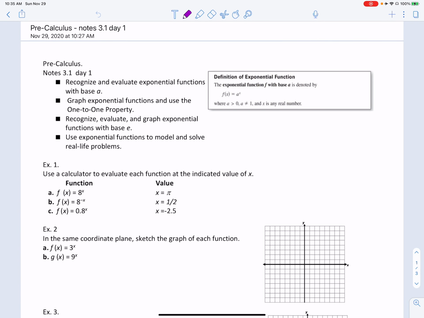Precalculus 3.1, Day 1. We're going to be graphing and evaluating exponential functions and using the one-to-one property to evaluate some equations. So first of all, just the definition of an exponential function is right here.